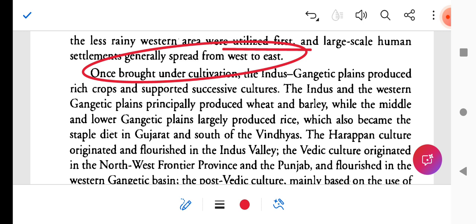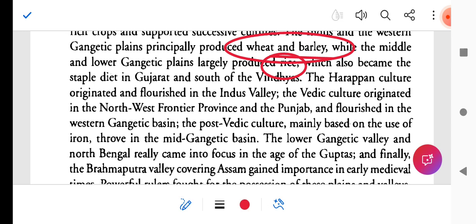The Indus and the western Gangetic plains principally produced wheat and barley, while the middle and lower Gangetic plains largely produced rice. Like UP, Bihar, and West Bengal produce rice, and wheat and barley are produced by Punjab, Haryana, and parts of Rajasthan. So you should remember that when you go from west to east, crop production also changes, which also became the staple diet in Gujarat and south of the Vindhyas.